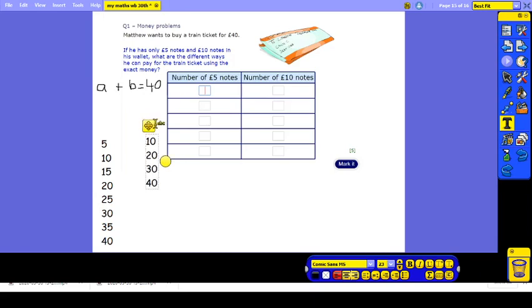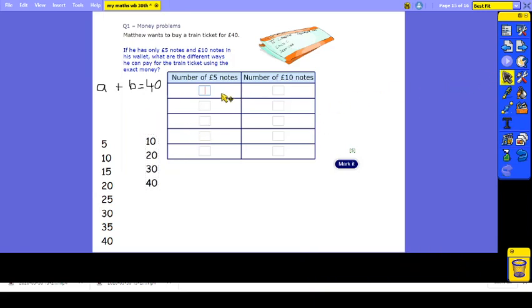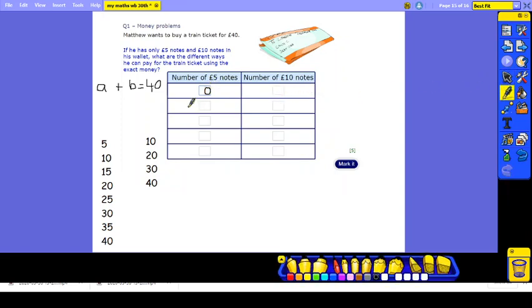Okay. So I now want to pair them up, and I want to think, if I have absolutely no £5 notes, how many £10 notes will I need? If I have 0 £5 notes, I'm going to need 4 £10 notes to create 40. If I had one £5 note, could I have any number of £10 notes? No. What about if I had 2 £5 notes? If I had 2 £5 notes, I could, with 10, add on £30 and end up with 3 £10 notes.